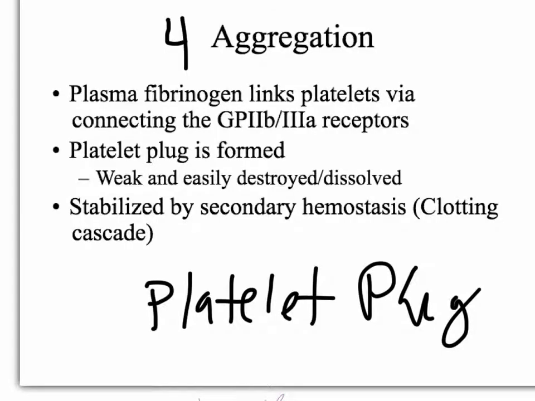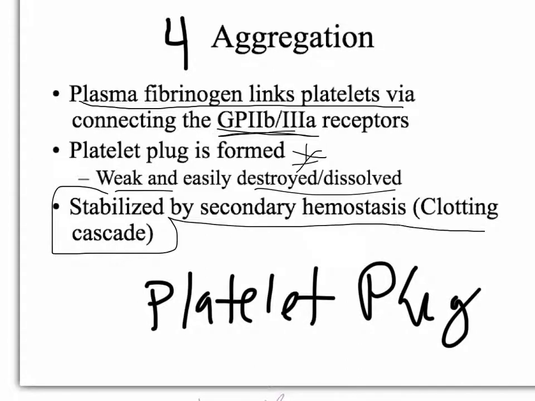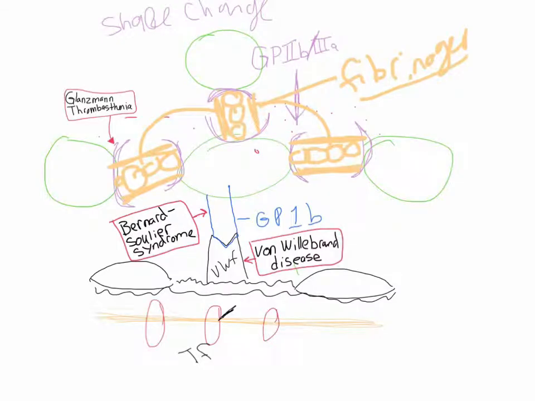And so if we go back to the slide, it says that plasma fibrinogen links the platelets by connecting the GP2B3A receptors. The platelet plug is formed. It's weak, it can be easily destroyed, and the second thing we want to remember is that stabilizing occurs through secondary hemostasis. Last thing before we move on to secondary hemostasis, I just want to point out a few genetic diseases that are associated with primary hemostasis.